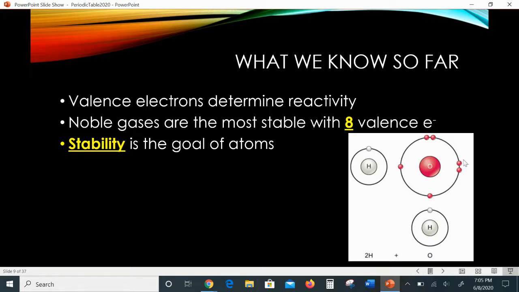So the reason why water occurs is because the 6 valence electrons of oxygen get together with 2 hydrogens, each bringing 1 valence electron. So now oxygen thinks it has 8. Each hydrogen will think it has 2 by sharing 1 with the oxygen. So it'll think it has 2 valence electrons like the noble gas helium. Oxygen will think it has 8 valence electrons like the noble gas neon.